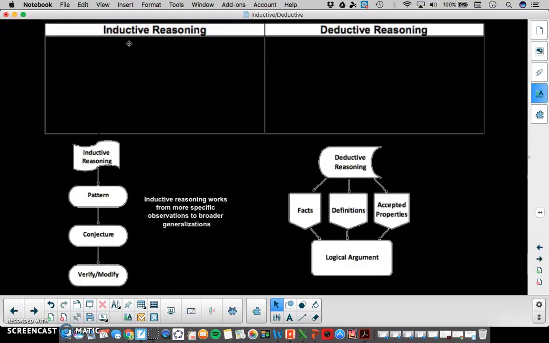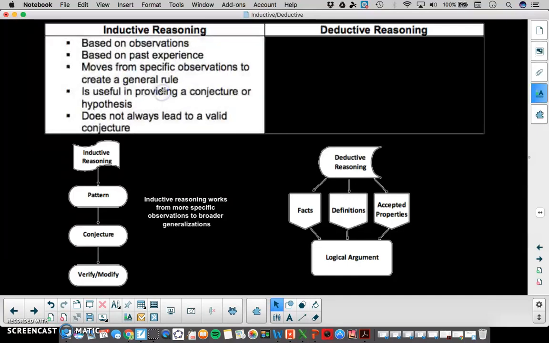Right, for inductive reasoning and deductive reasoning, we're going to compare and contrast what we've done for both. So inductive reasoning is based on observations, past experience, patterns, and very specific cases to reach a conclusion. We've noticed in some of our arguments that it doesn't always lead to a valid conjecture or a true conjecture. Sometimes it can give us a false conjecture.